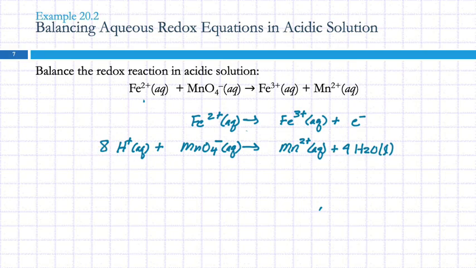Down here, it's kind of a mess. It's a little bit harder to look at. But we can just balance for the charges. Over here, I have a +8 and a -1. And +8 and -1, that's a +7 on the left. Over here, the water doesn't have a charge. The manganese here has a +2. So I've got +2 on this side.